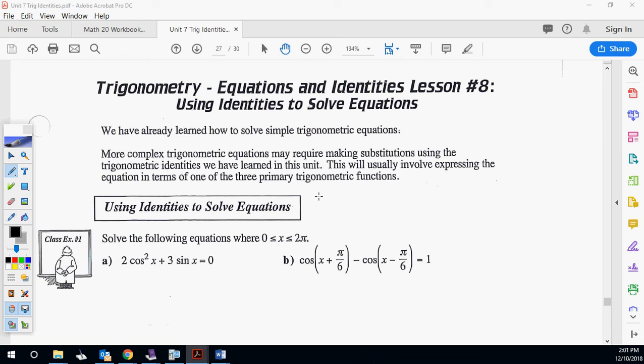Lesson 8, Unit 7, lesson 8. So we're just putting it together now. Our first chunk of Unit 7 was solving. That's the quiz you were doing.